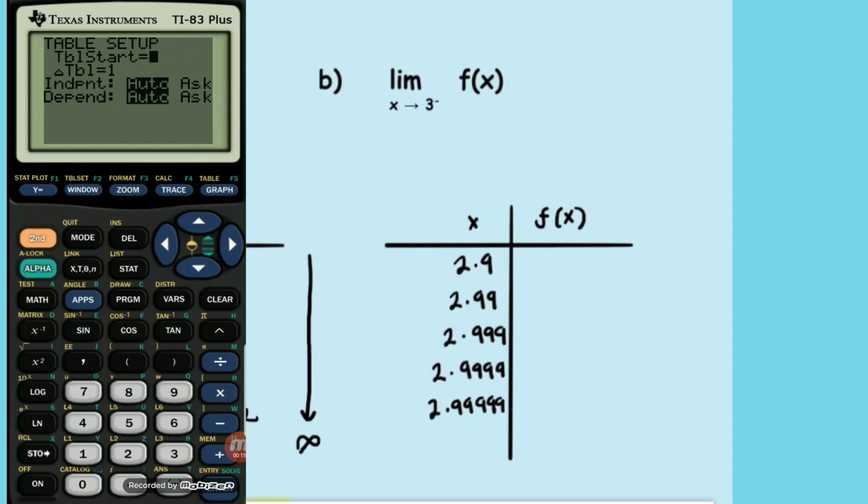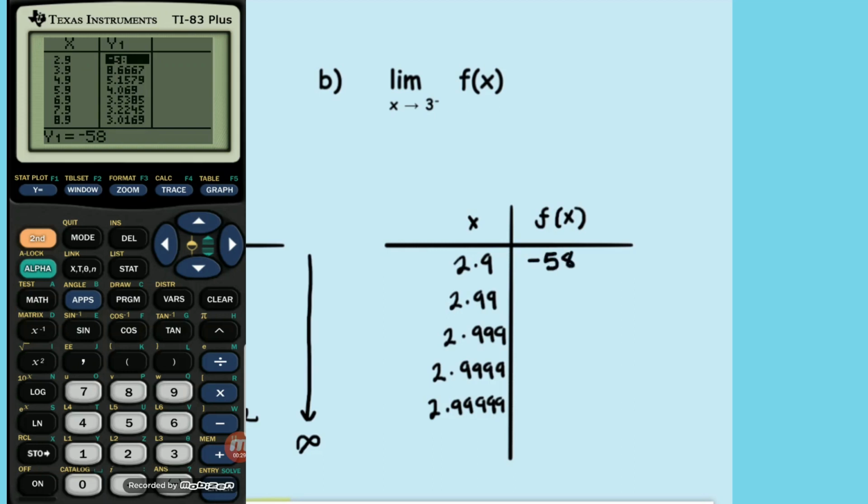So we're going to do 2.9 this time, and we're going to do second graph, and we'll be led to our table setup. So this time I get negative 58 as a value. So I'm going to write that down. And then we're going to go back to second window again, and I'm going to do 2.99. I'm going to do second graph. And I get negative 598.